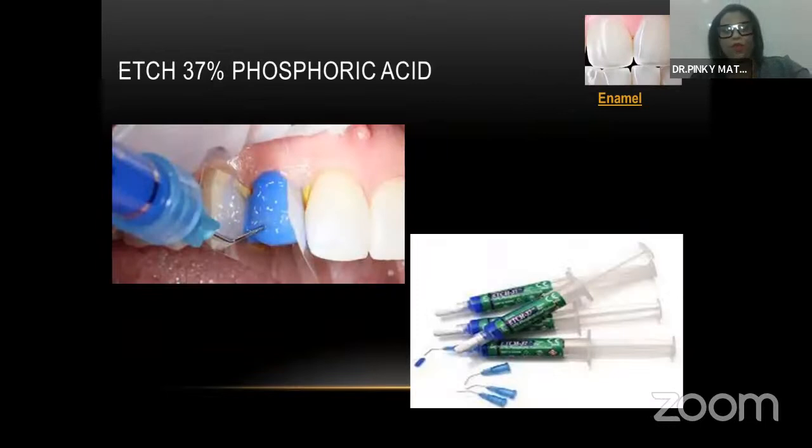Moving ahead, when we talk about bonding, the first thing we all talk about is etchants. We all say we need etchants. You call up a lab guy and say, "Send phosphoric acid, right?" Why phosphoric acid? Is it the only etchant which is available? Of course not. There are a lot of etchants available. The only reason you should know is why you are using phosphoric acid.